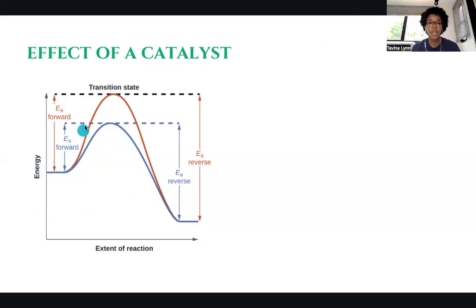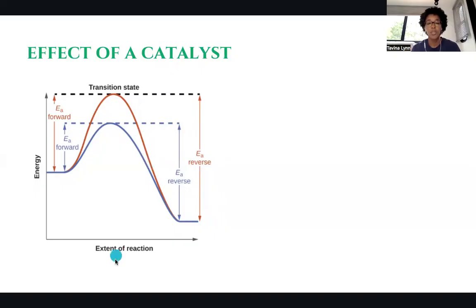So the red line here is showing the reaction progressing from reactants, activated complex or transition state, to products without a catalyst. And the blue line is in the presence of a catalyst. We're showing the activation energy for the forward reaction for both the reaction in the presence and absence of a catalyst. And then we're also showing it for the reverse reaction, right? Where our product becomes the reactant, and we're showing the activation energy for those reverse processes.